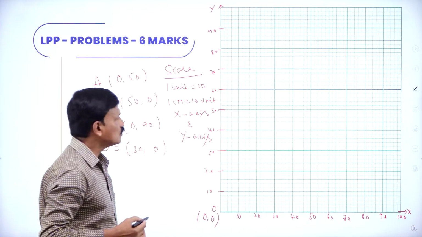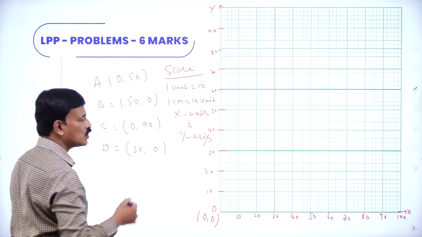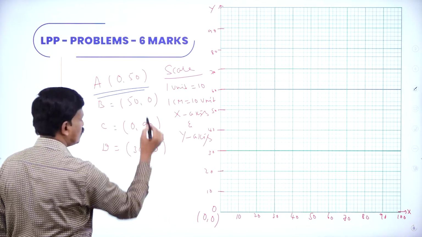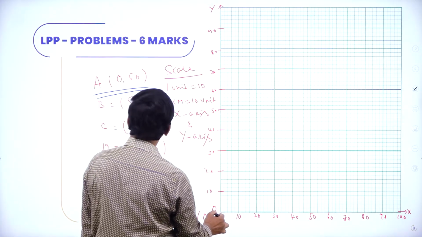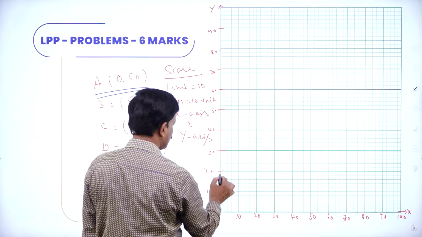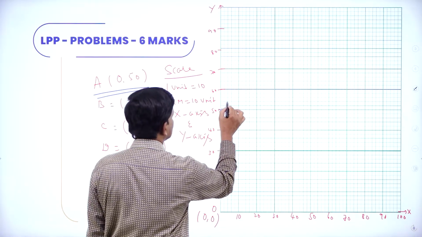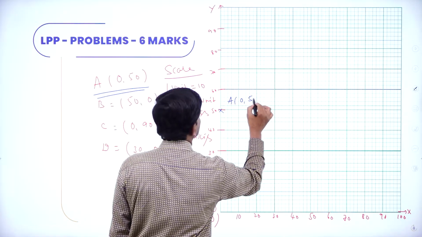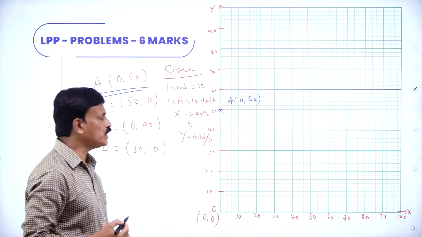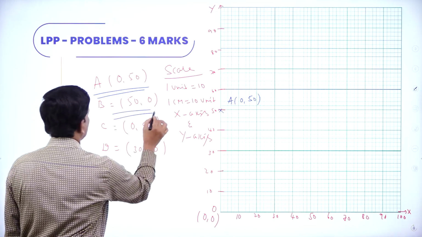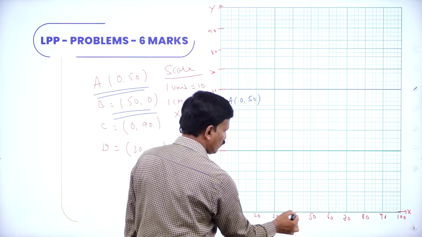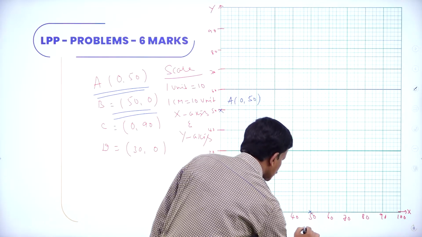Okay. Now, what is the first point? Let us take A. What is A? (0, 50). X is 0, y is 50: 10, 20, 30, 40, 50. This is A. Right. Now B. What is B? B is (50, 0). X is 50 on the x-axis: 10, 20, 30, 40, 50. This is B.